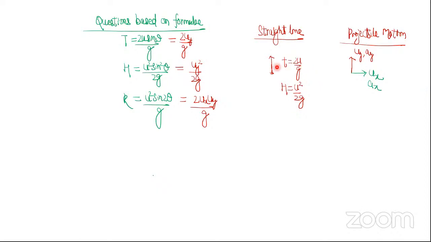Now, if this velocity and this velocity is same, then both these bodies will go up and come down at same time. Both of them will have same time of flight, same maximum height. Only thing is that this doesn't have x component, so it won't have range. This has x component, so it will have range.